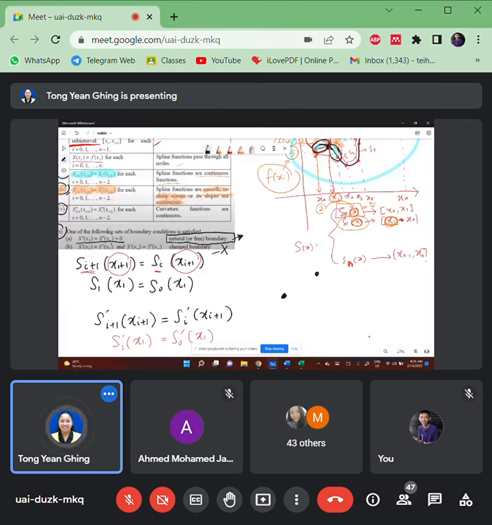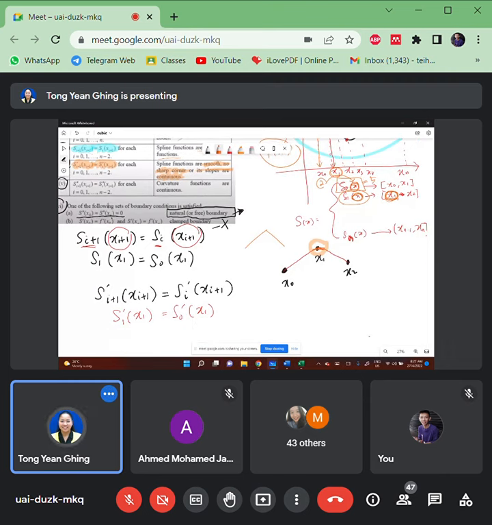This is x0, x1, x2, and just now the graph, we want the graph like this. So this one we don't want, a point like this. If let's say the graph is smooth, that means when we do the first derivative of this S1 and this S0, the first derivative of these two have to be equal. Equal means this is continuous, smooth, the function is very smooth and continuous.